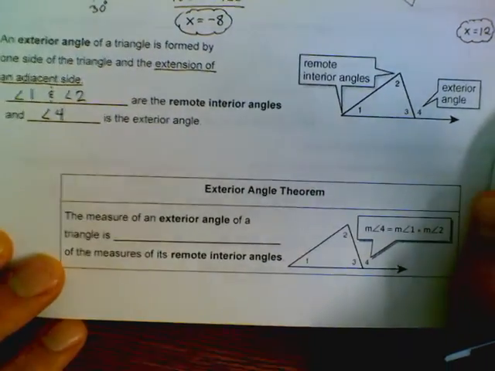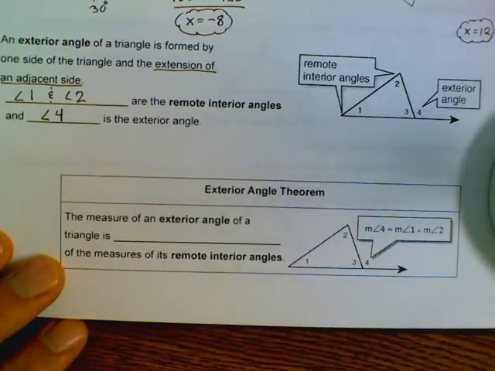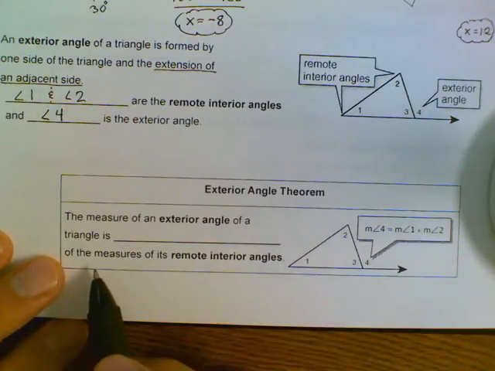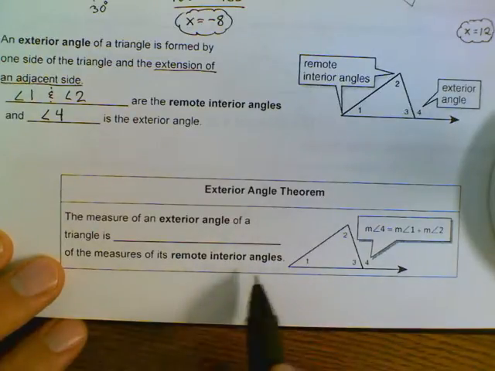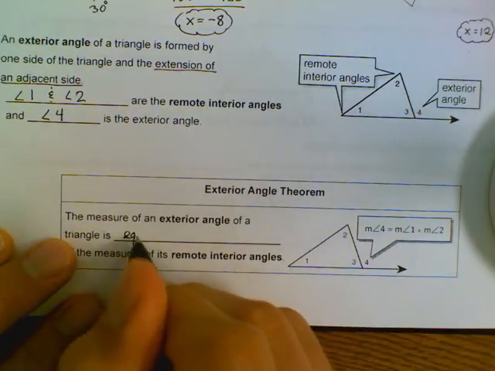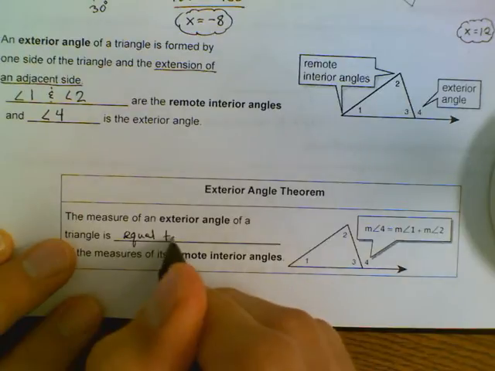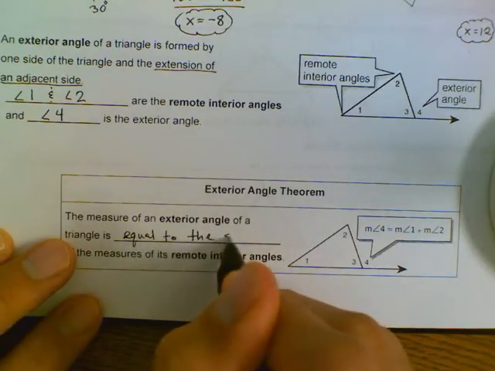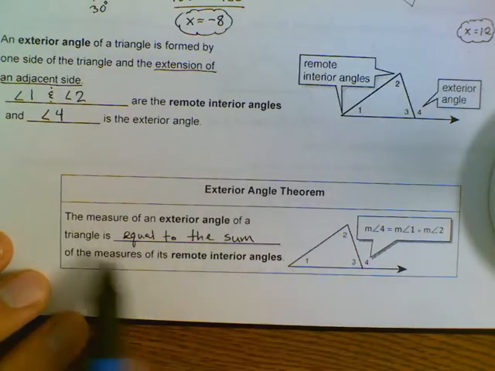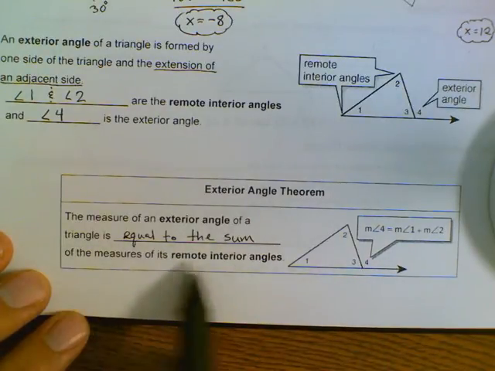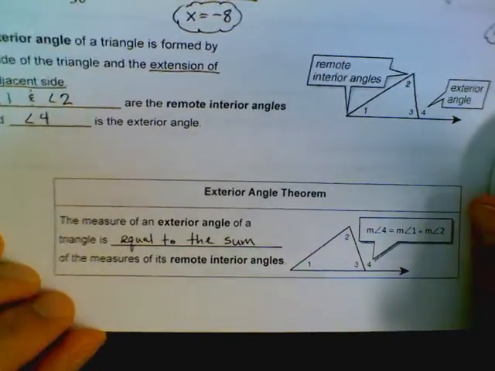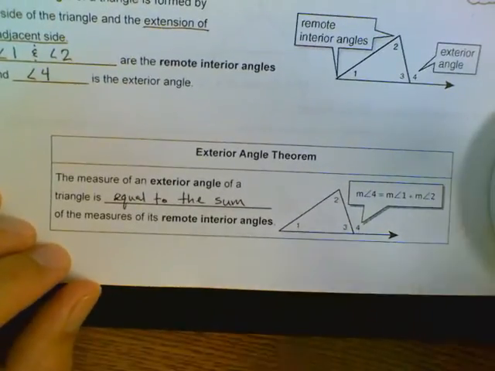So here's what the exterior angle theorem says. It says that the measure of an exterior angle of a triangle is equal to the sum of the measures of its remote interior angles. It's equal to the sum. So the measure of an exterior angle is equal to the sum of the measures of its remote interior angles. Okay?